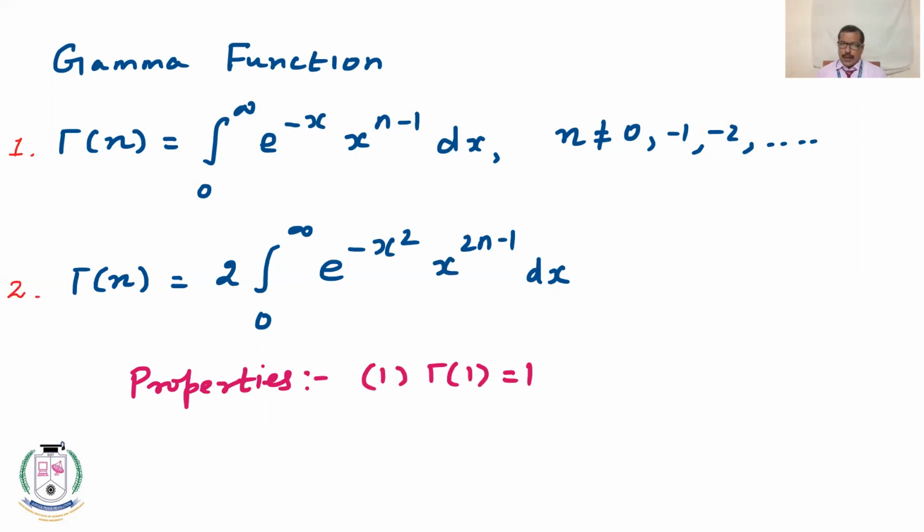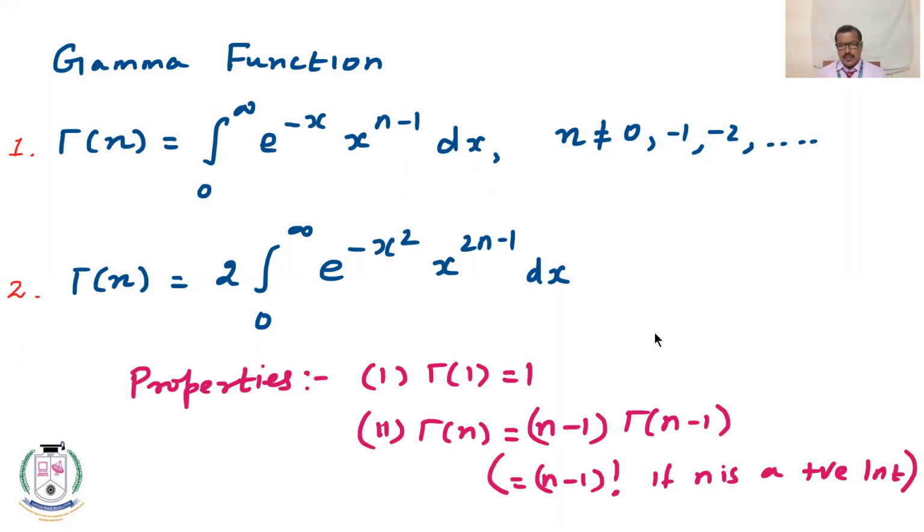gamma of 1 is 1. Gamma of n is n minus 1 times gamma of n minus 1. In particular, if n is a positive integer, its value is n minus 1 factorial. And third, gamma of half is root pi. These are the important properties from the definition of gamma function.